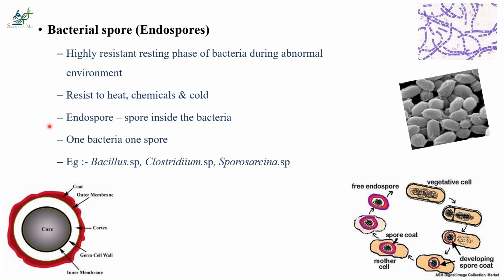Endospores are spores inside the bacteria. That means endo and spore. A spore inside the bacteria we call an endospore. And one bacterium can form only one spore. The examples are Bacillus species, Bacillus anthracis, Clostridium, and Sporosarcina species, which have these endospores.